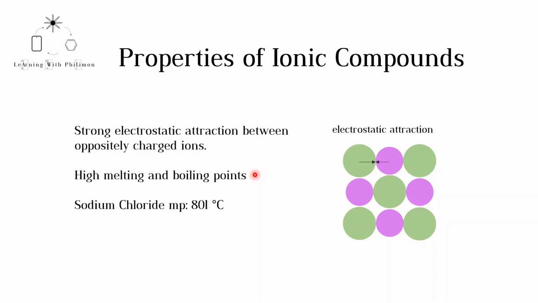For example, sodium chloride has a melting point of 801 degrees Celsius. Remember that simple covalent compounds have low melting and boiling points. Water has a melting point of 0 degrees Celsius. Sodium chloride is actually the salt we add to our food.